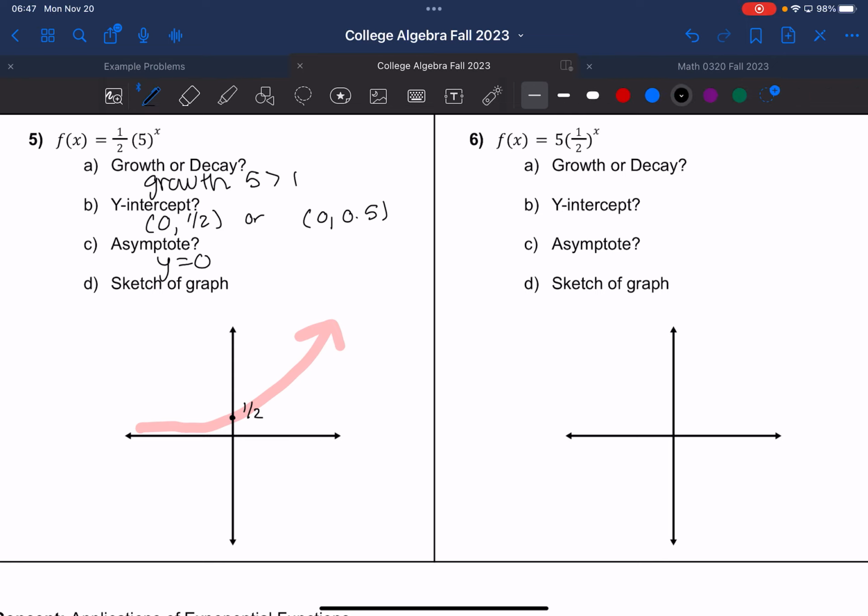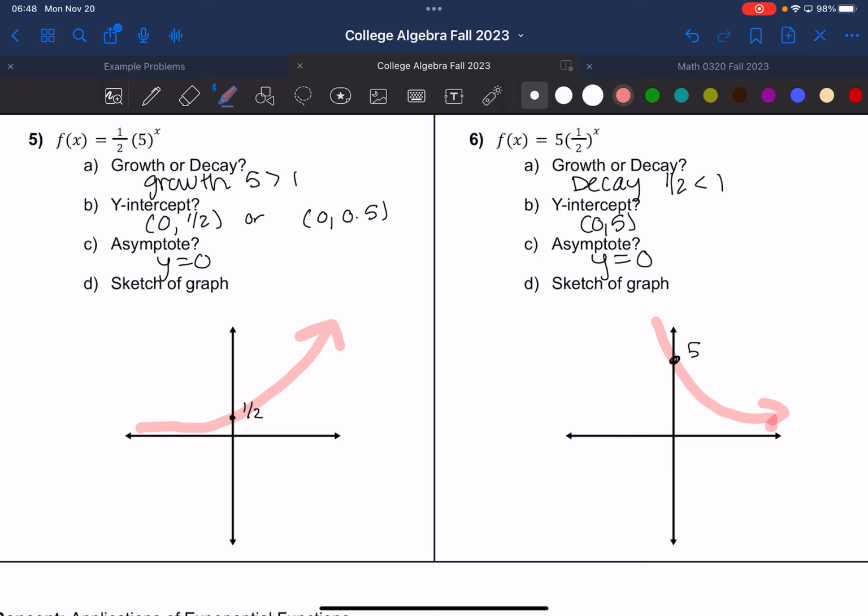For number 6, did you get growth or decay? Decay, because 1/2 is less than 1. Our y-intercept, you should have got 0, 5, because it's that first number. And the asymptote y equals 0. So when I plot my y-intercept of 5, since this is a decay, it's going to be going in what direction? Down. Okay. And remember, we never go past this y equals 0 line. And that's because of the asymptote.